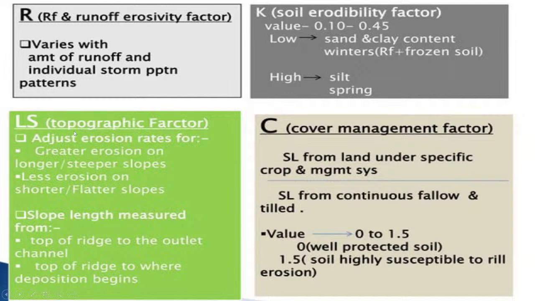And LS is the topographic factor. It mainly adjusts the erosion rates for greater erosion on longer, steeper slopes and less erosion on shorter, flatter slopes, and the slope length is measured for the LS factor. And C is the cover management factor. Its value ranges from 0 to 1.5. 0 is well protected soil, and 1.5 is soil highly susceptible to erosion.